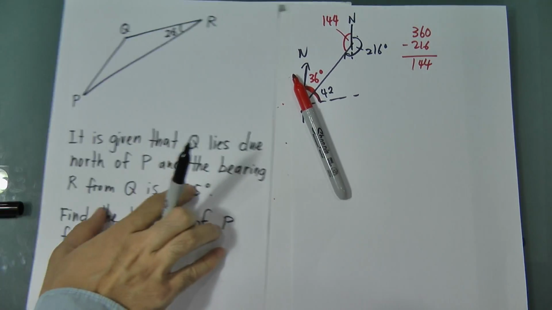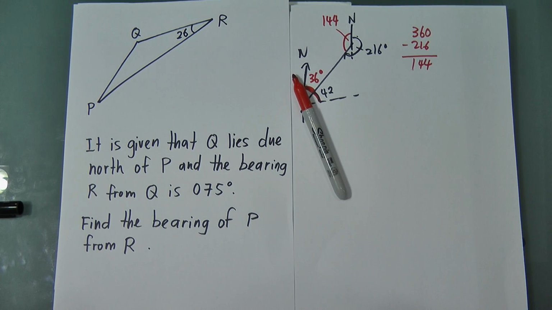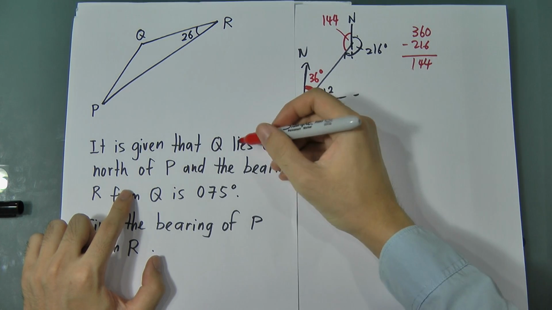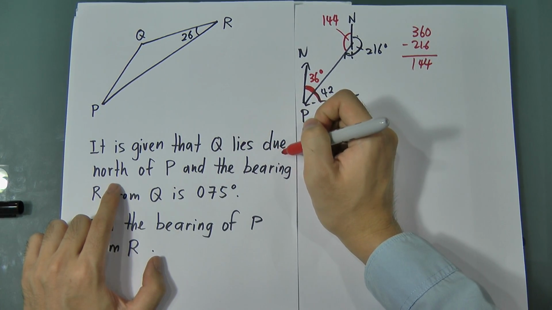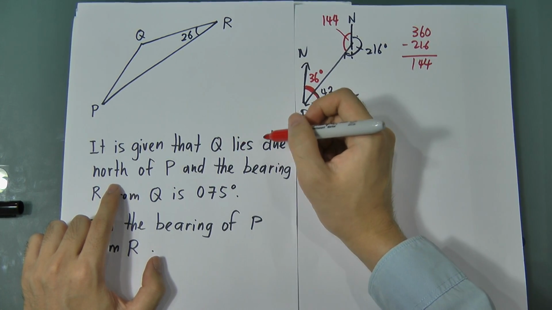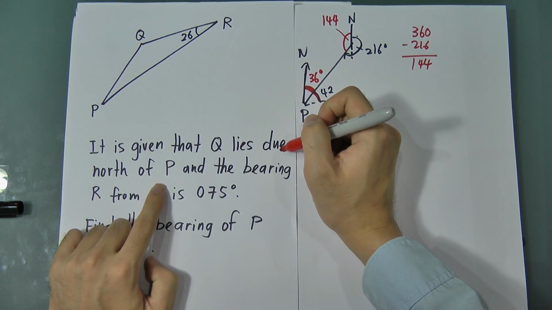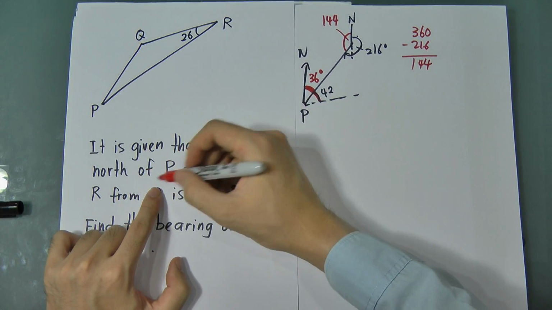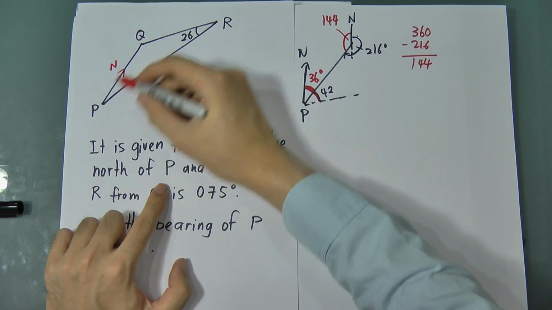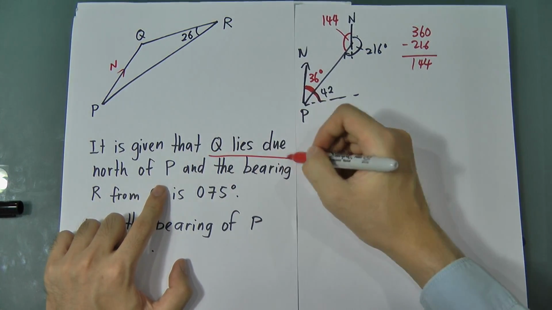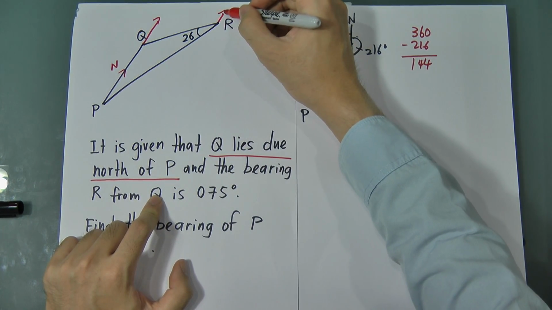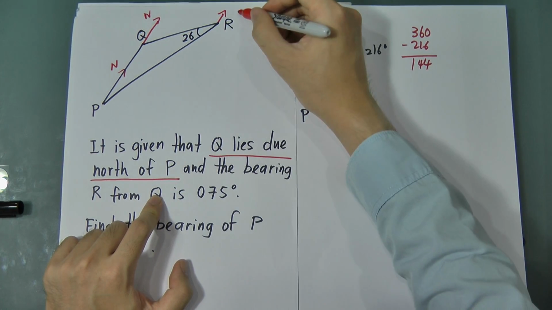Let me have a look. This one. For this one, it is given that Q lies due north of P. So it means Q is located due north of P. You go to P, and then you point to Q. This is the north. This is the meaning of Q lies due north of P. So I'm going to draw north at all the points, because here will be north, here will be north.